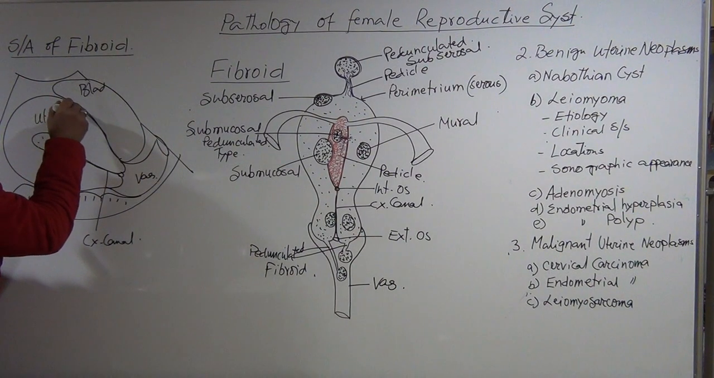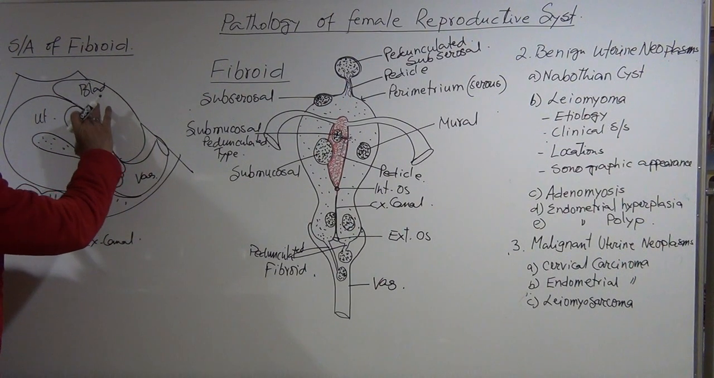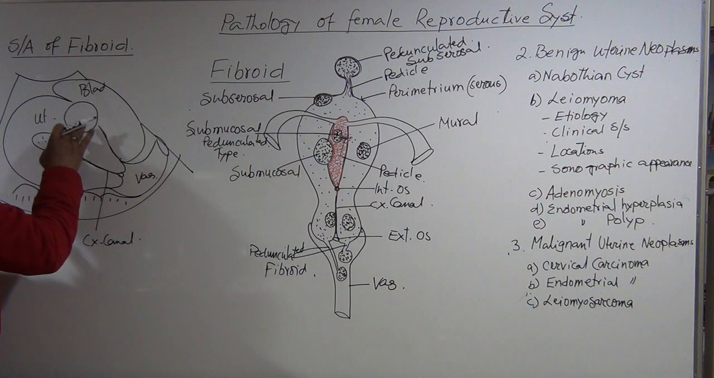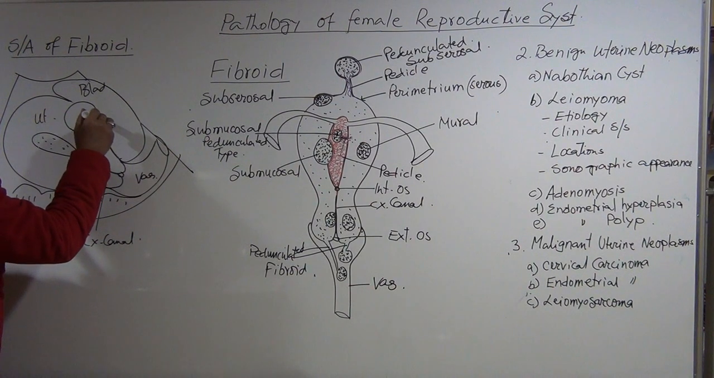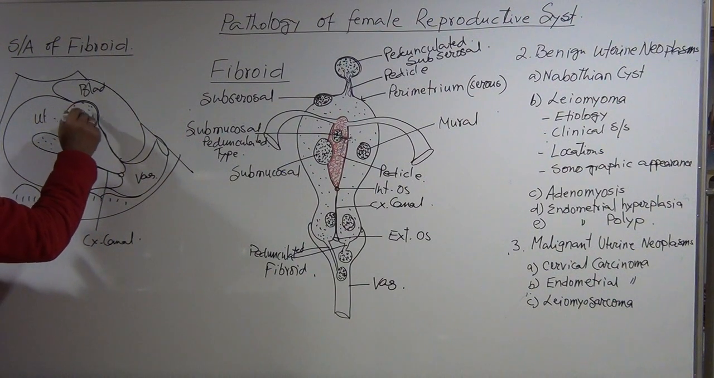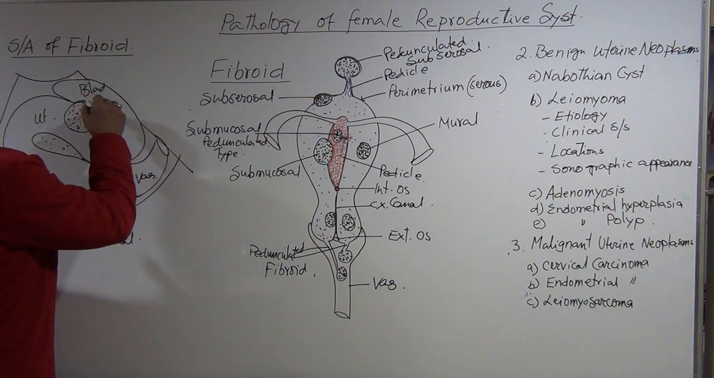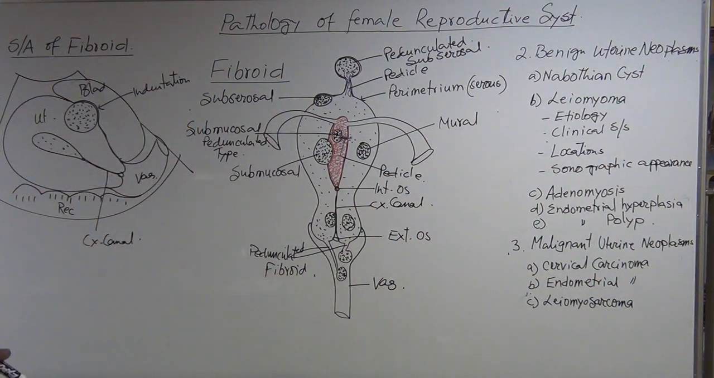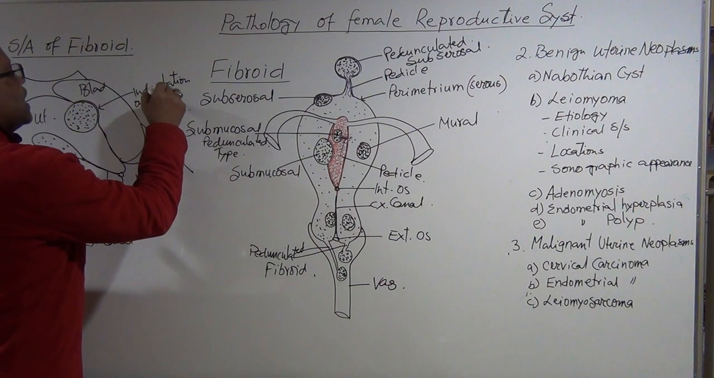If there is an anterior fibroid and it grows bigger, then what happens? It will push the bladder anteriorly, so sonographically you will see the indentation on to the bladder.